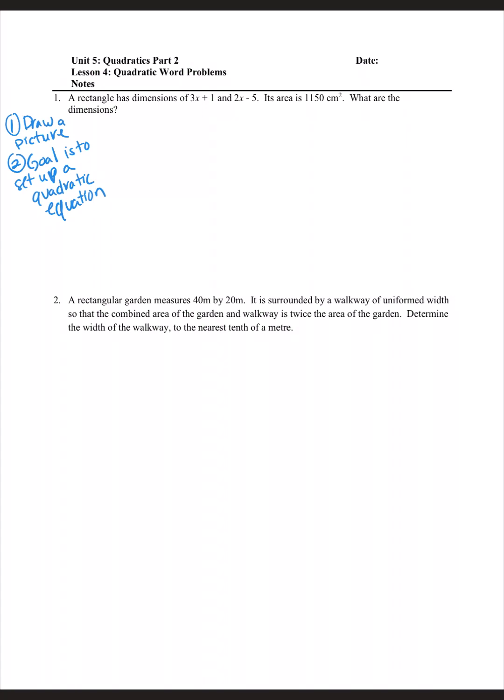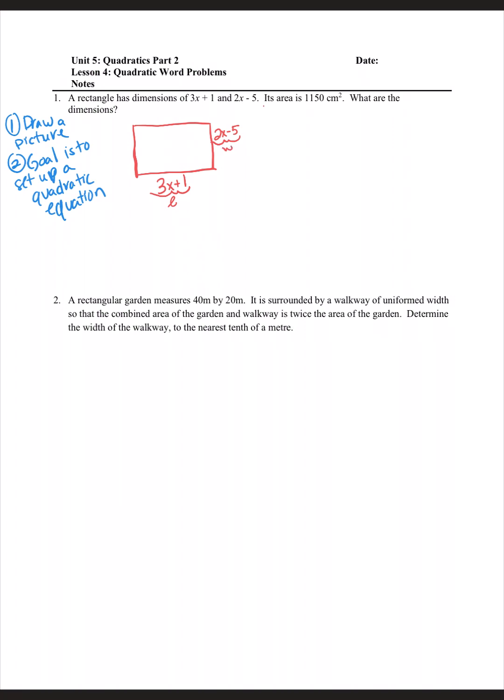It says a rectangle has dimensions of 3x plus 1 and 2x minus 5. Its area is 1,150 centimeters squared. What are the dimensions? Okay, so let's start by drawing a picture of this rectangle. We'll see if the information they've given us we can use to piece together what's going on. So it says that the length is 3x plus 1, or one of the dimensions. We'll call it the length. And it says that the width is 2x minus 5.